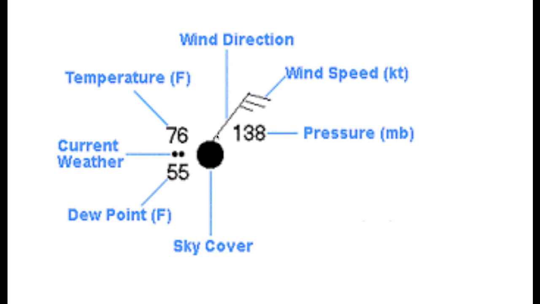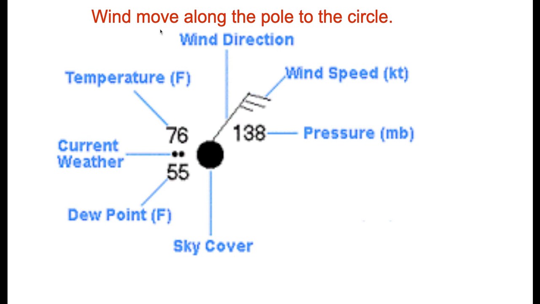First, let's take a look here, the pole. As it shows wind direction, we know wind moves around the pole to the circle. So wind moves in this direction. However, when we describe wind direction, we need to write down where the wind comes from. So it comes from this side, which will be the northeast direction.